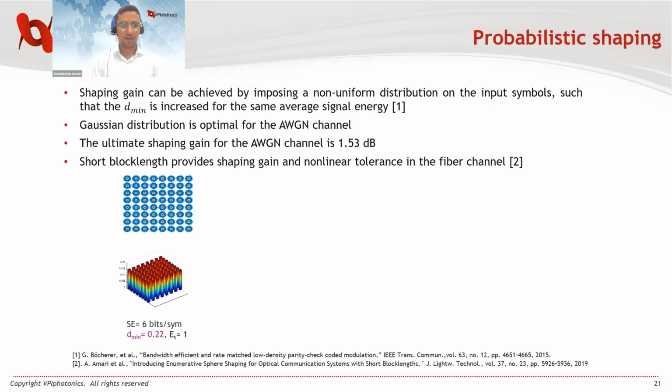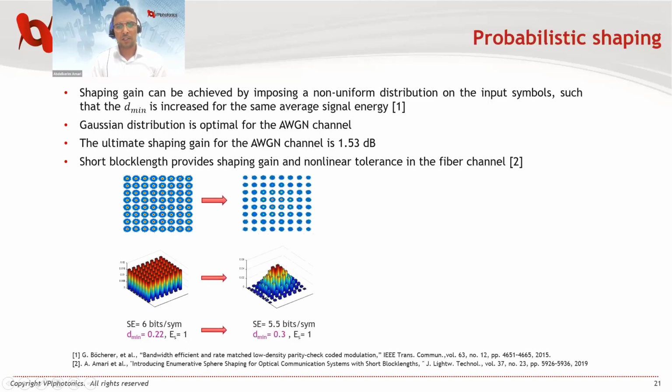Let's look at this constellation here. This is a uniform 64 QAM. As you can see, this axis is I and Q, and here we have the PDF, the probability distribution. All samples have the same probability of occurrence, and the spectral efficiency is 6 bits per sample with a minimum Euclidean distance of 0.22 at the unit average power.